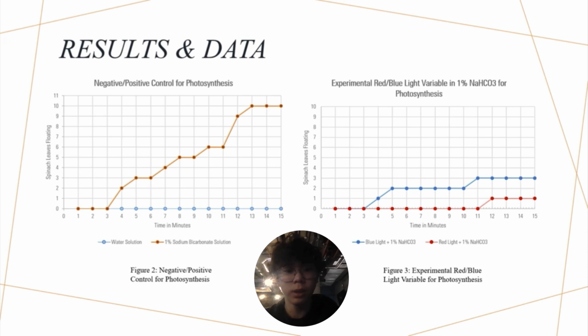Our results in Figure 3 illustrated that blue light plus 1% sodium bicarbonate yielded 3 spinach leaves by minute 15, which was 2 spinach leaves more than red light at 1% sodium bicarbonate, at 1 leaf by 15 minutes.